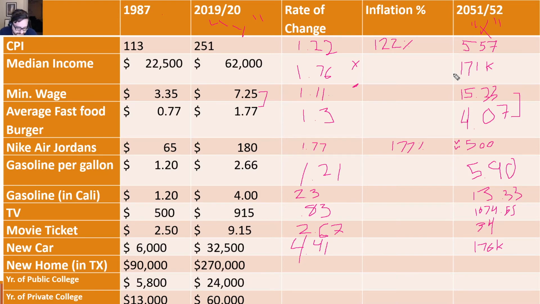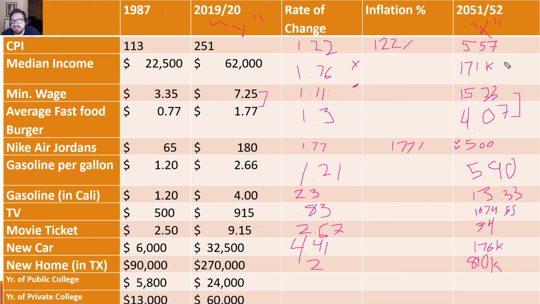270 minus 90. Should be able to do that in my head. Don't know why I'm doing that in a calculator, but whatever. Divide by 90. Again, don't know why I'm doing that in a calculator. That's just literally 2. Rate of change of 200%. 2 times 270 plus 270, which is really just 3 times 270. Average new home in Texas will be $810,000.